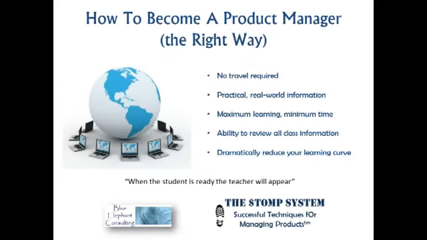Once again, in order to become a better product manager, the key thing is that you need to find the right way. And I think the right way is to make sure that you don't have to travel anywhere, that you can get practical and real-world information, that you're able to learn as quickly as you can to minimize your learning time. You have the ability to review all the class information. If you just see it once, it's not necessarily going to stick. If you can go back and take a closer look at it, then that's fantastic. And you need to be able to dramatically reduce your learning curve, because in all honesty, spending your time learning how to be a product manager isn't going to do you any good. You need to be the product manager. And that's what the Stomp system from Blue Elephant Consulting is all about.